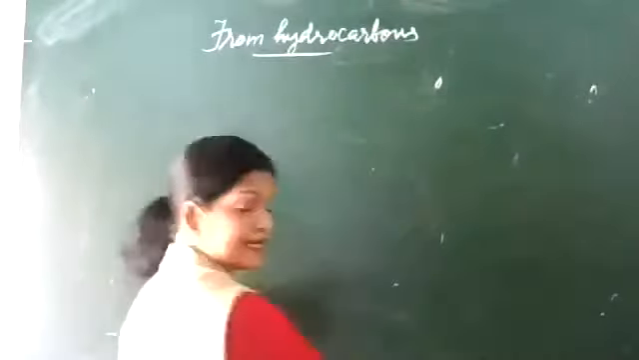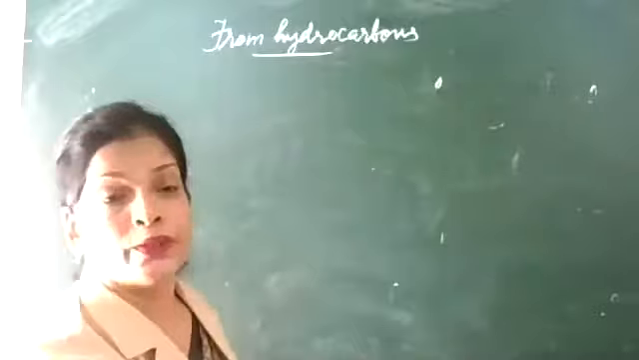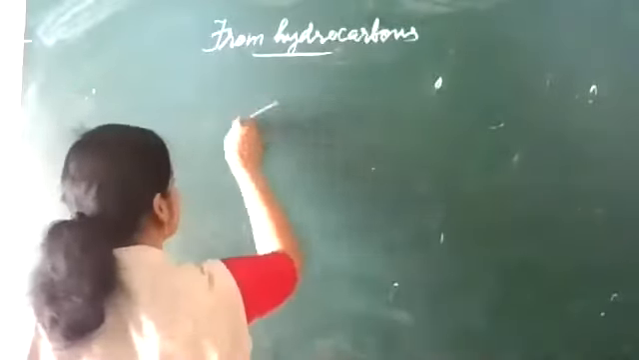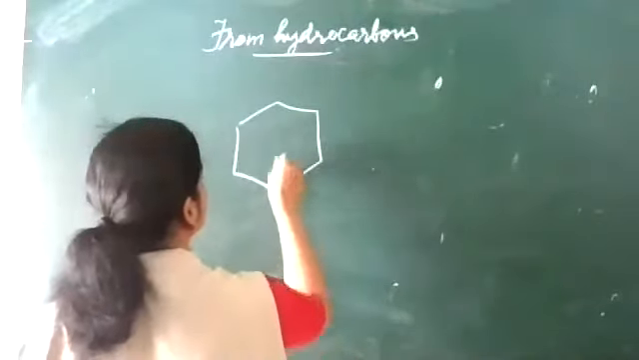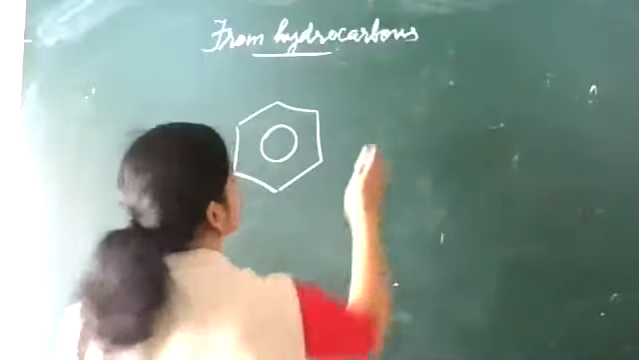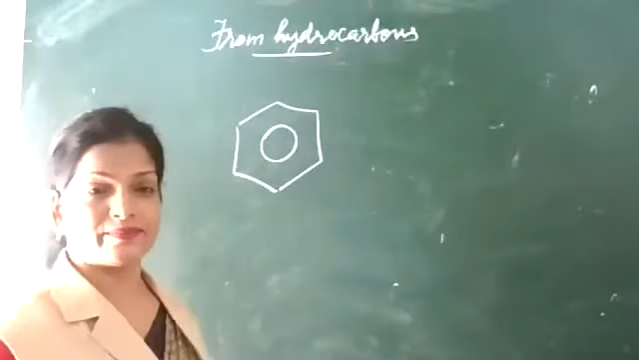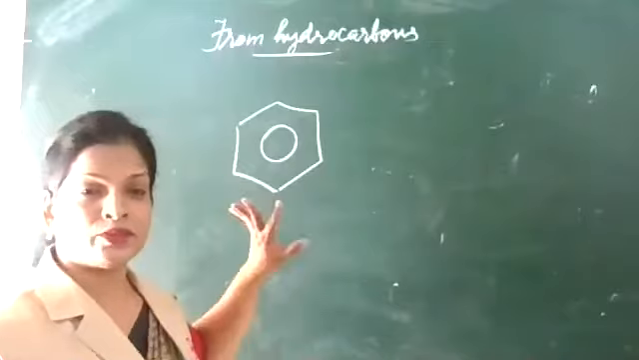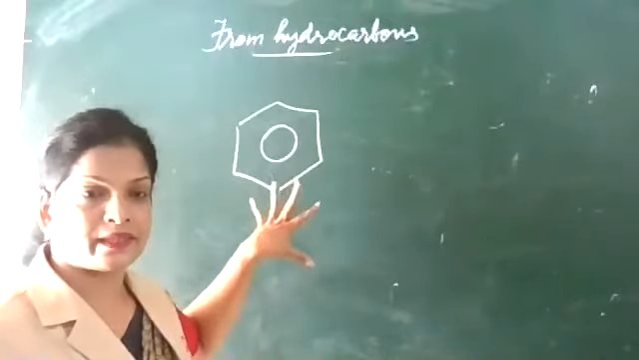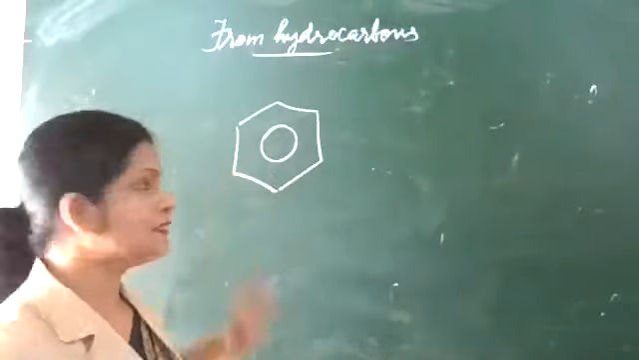Aldehyde. Its hydrogen is directly attached to benzene. Six hydrogens are there. It is understood. You don't have to show the hydrogens on benzene, right? It is understood there are six hydrogens.